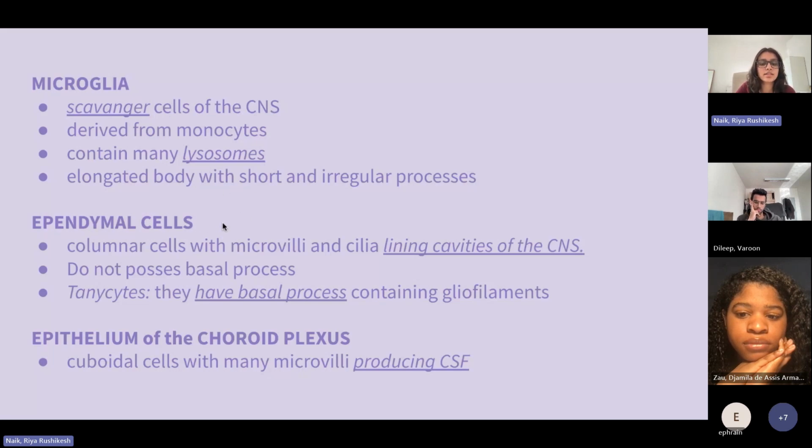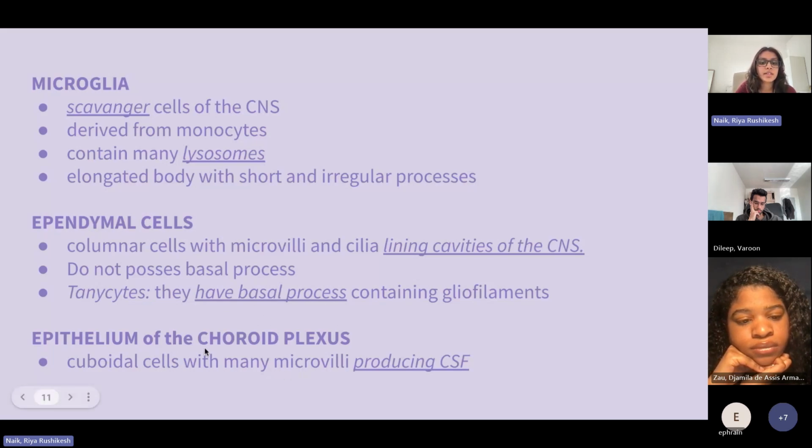Now, the ependymal cells have microvilli and cilia, which help in lining all the CNS cavities, and they do not possess any basal processes. But there's an exception to this, and there are specialized cells called tanycytes, which fall under the category of ependymal cells. These do have basal processes. That's the exception over here. You need to remember that tanycytes are the ependymal cells which have basal processes.